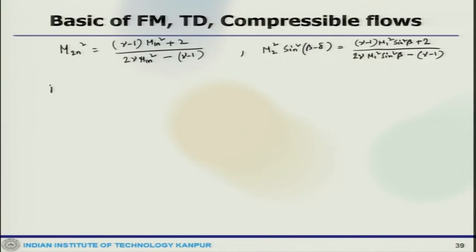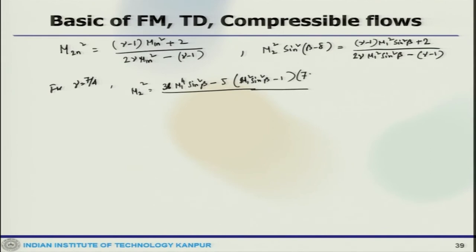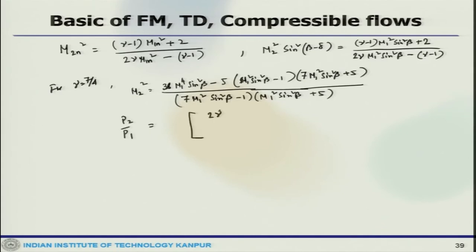Now, if we say gamma is 7 by 5, what we get is M2 square equals 36 M1 to the power 4 sin square beta minus 5 (M1 square sin square beta minus 1) into (7 M1 square sin square beta plus 5), divided by (7 M1 square sin square beta minus 1)(M1 square sin square beta plus 5). And we get P2 by P1, which is (2 gamma M1 square sin square beta minus (gamma minus 1)) divided by (gamma plus 1).